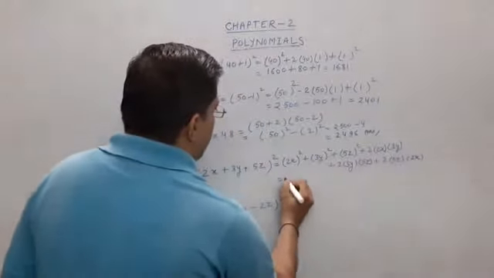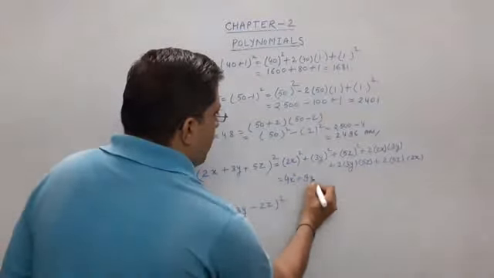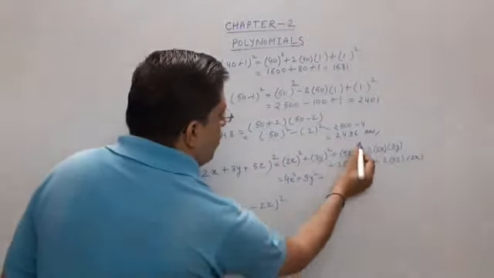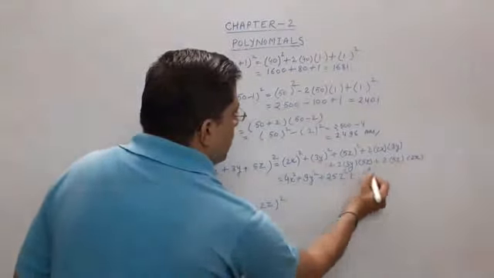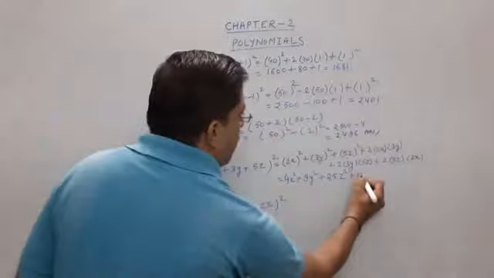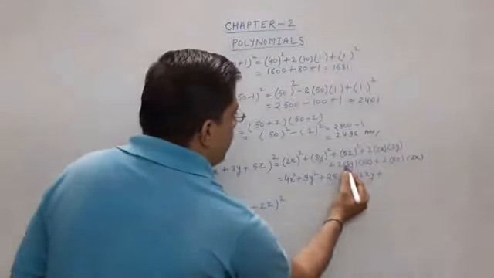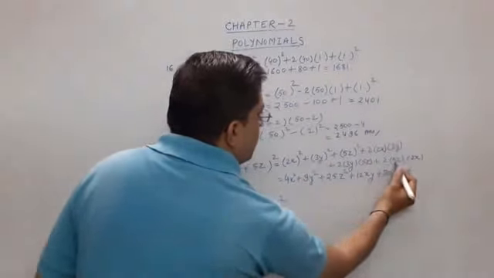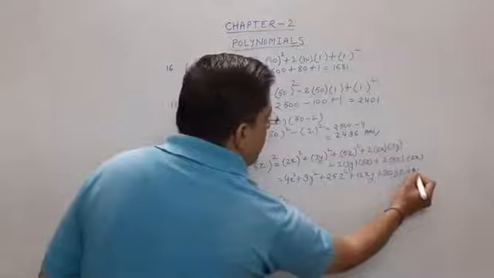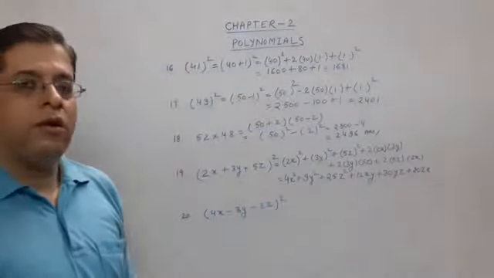Then the last one, 4x square. 3 square is 9y square. 5z square means 25z square. Plus 3 twos are 6, 6 twos are 12xy. Plus 5 threes are 15, 15 twos are 30yz. Plus 5 twos are 10, 10 twos are 20zx. This is the thing. Now the last question.